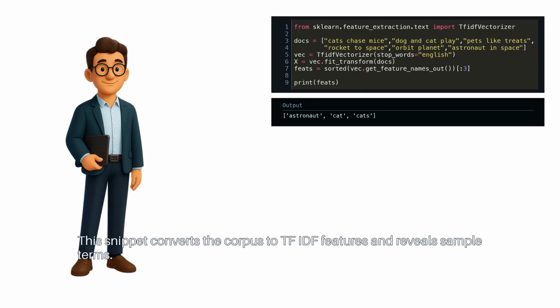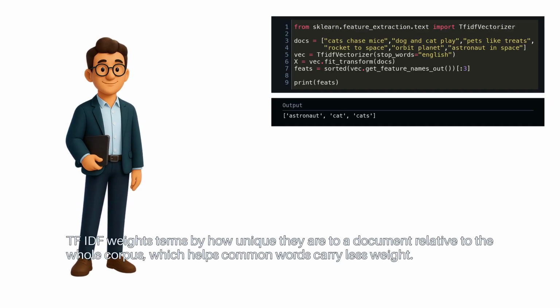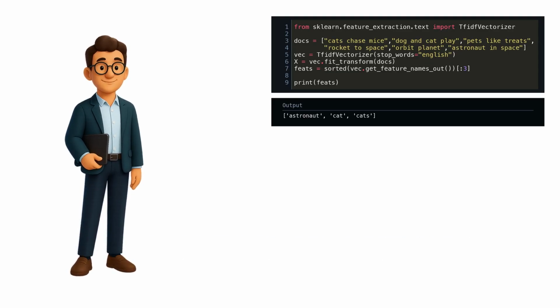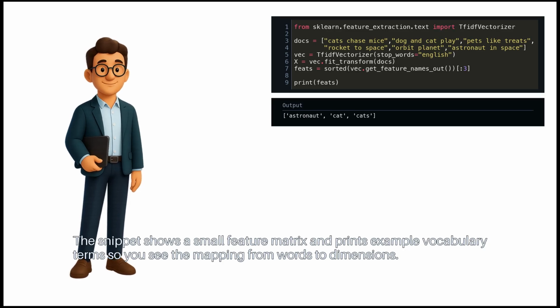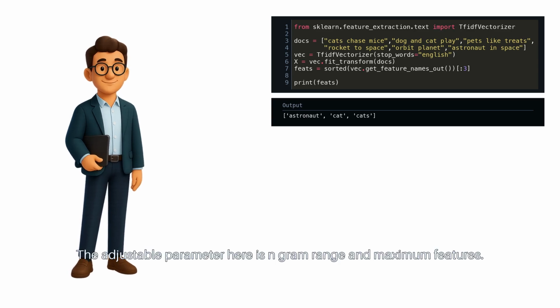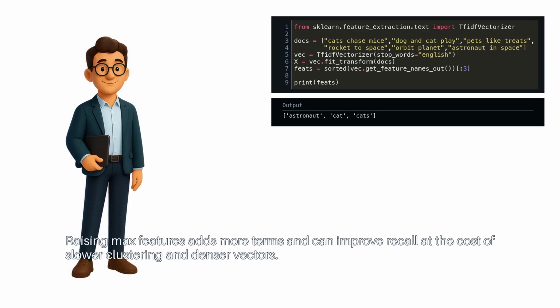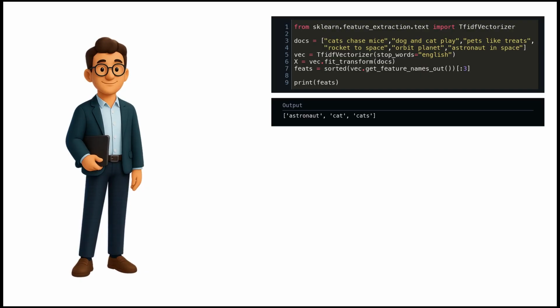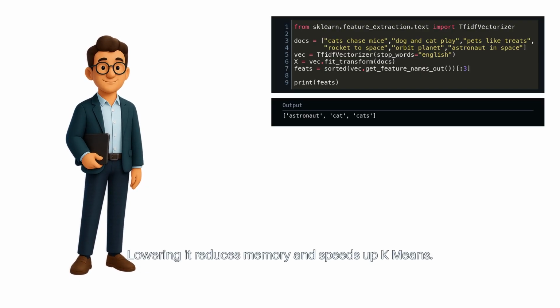This snippet converts the corpus to TF IDF features and reveals sample terms. TF IDF weights terms by how unique they are to a document relative to the whole corpus, which helps common words carry less weight. The snippet shows a small feature matrix and prints example vocabulary terms so you see the mapping from words to dimensions. The adjustable parameter here is n-gram range and maximum features. Raising max features adds more terms and can improve recall at the cost of slower clustering and denser vectors. Lowering it reduces memory and speeds up k-means.